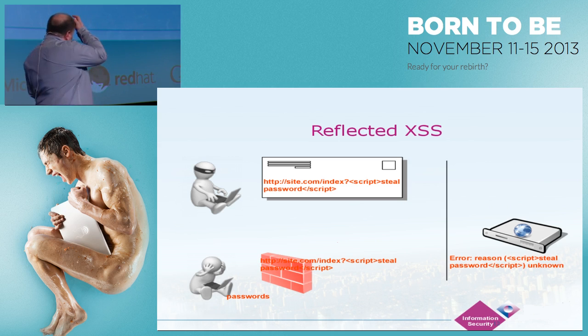Reflected cross-site scripting is a little bit completely different. Reflected cross-site scripting is about error pages, mostly about error pages. There are a whole lot of other kinds of reflected cross-site scripting, but the easiest to explain is through error messages.